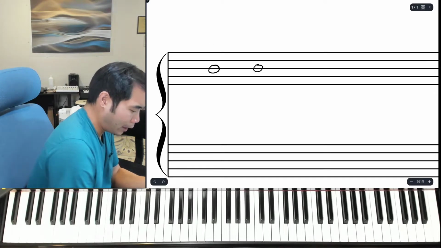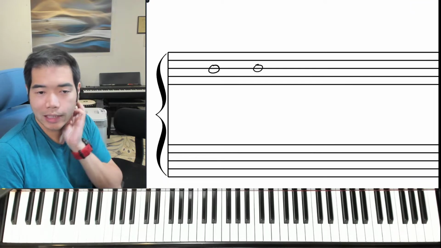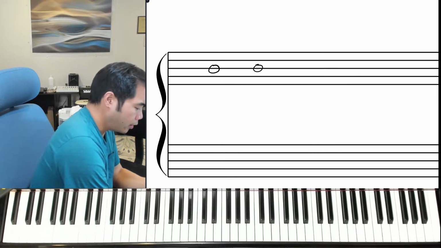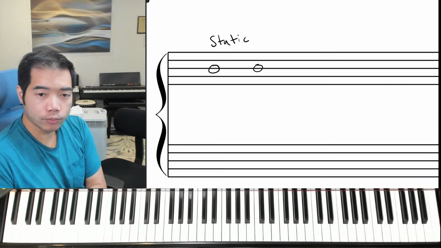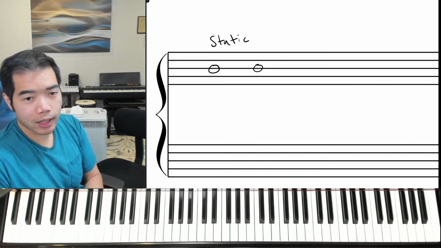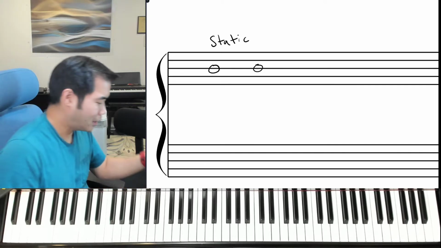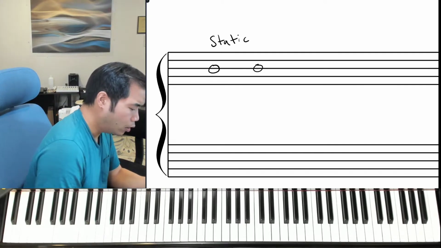And let's say that our second note is the same note. It doesn't change at all. This is what we call static motion. It can also be called stationary motion, any type of movement where it's not changing. Static, okay? It's not moving. So that's one way that it can move.